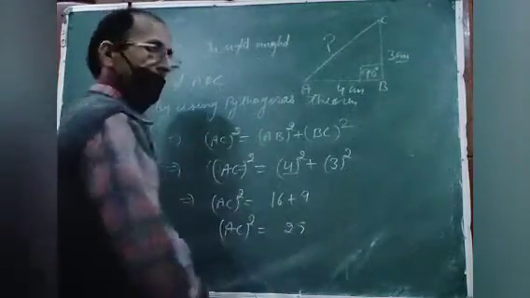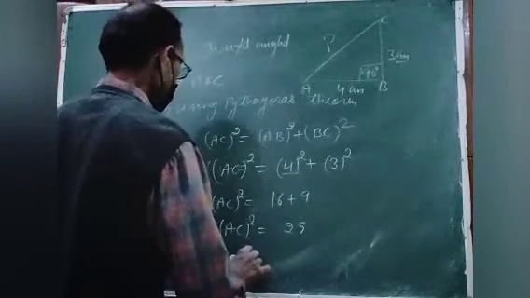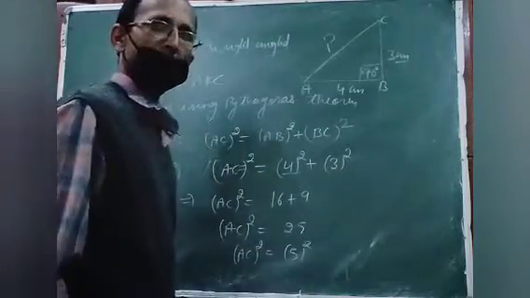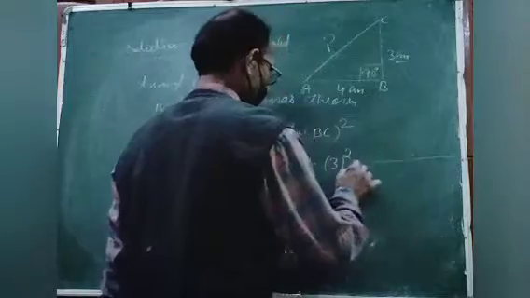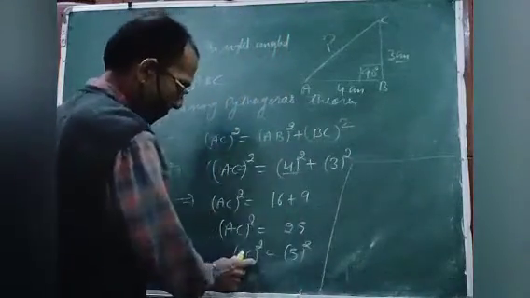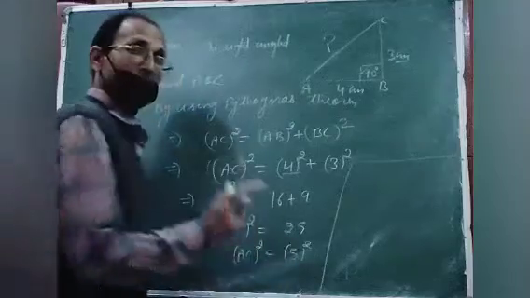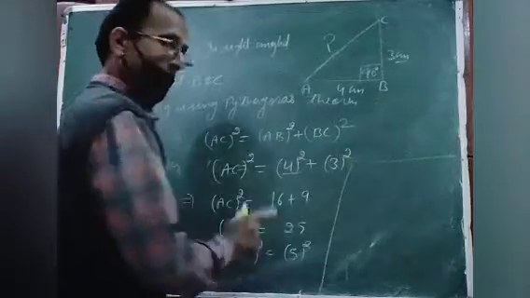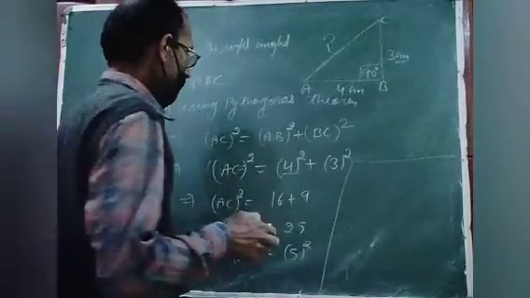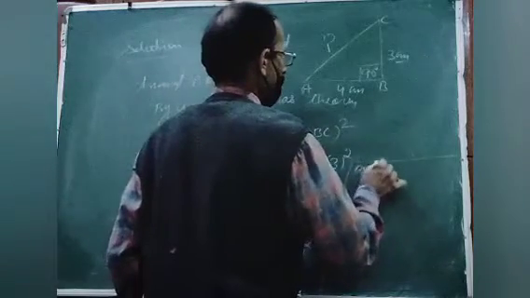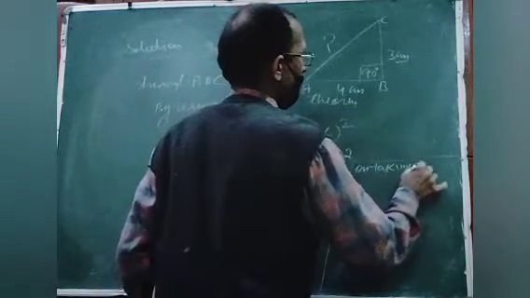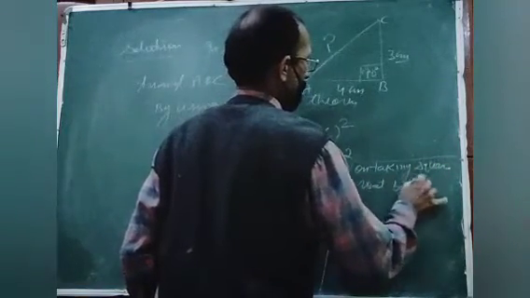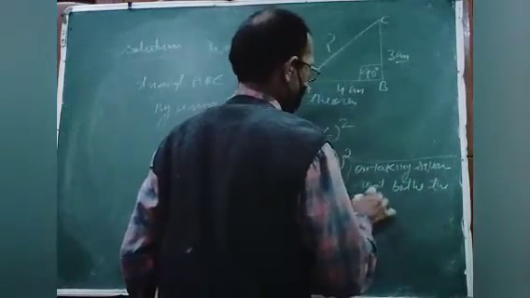So one side is square, the other side is not square. So AC square is equal to 5 square. This side is AC square, this side is 5 square. If both sides have square, to cancel the square we can take the square root on both sides.